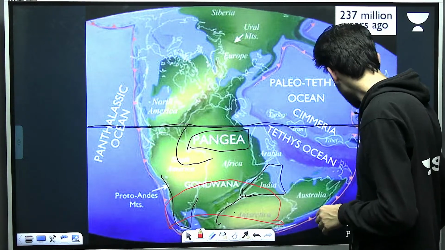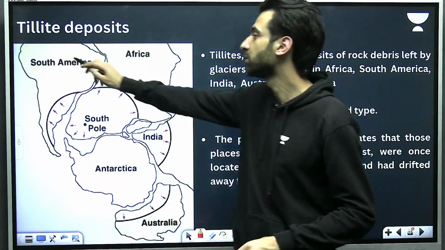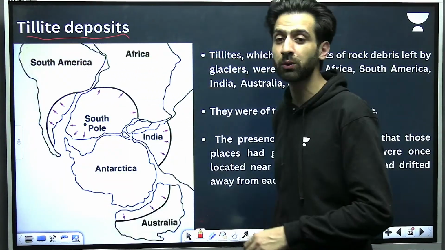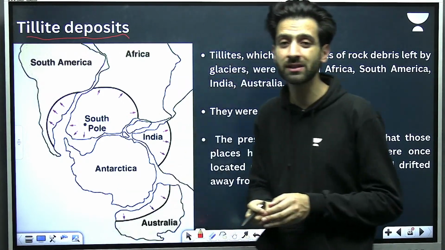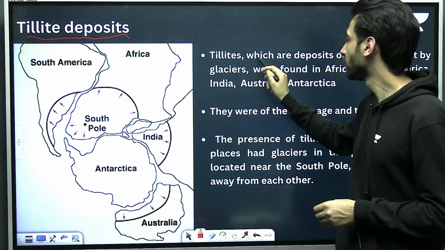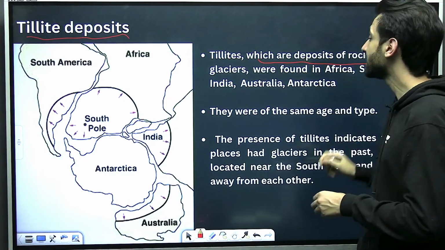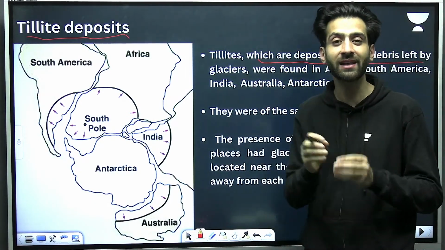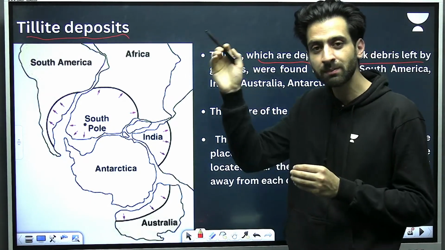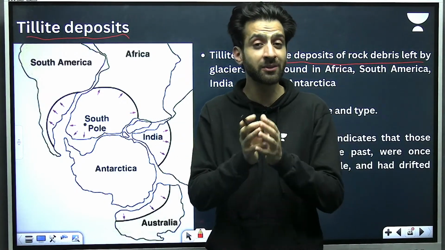And that is why the next evidence was the tillite deposits. What are the tillite deposits? These are the deposits due to the glacial action, which are deposits of rock debris left by the glaciers. When the glaciers pass, like the rivers, if you know, when the rivers pass through the mountains, they bring along with them the sediments.